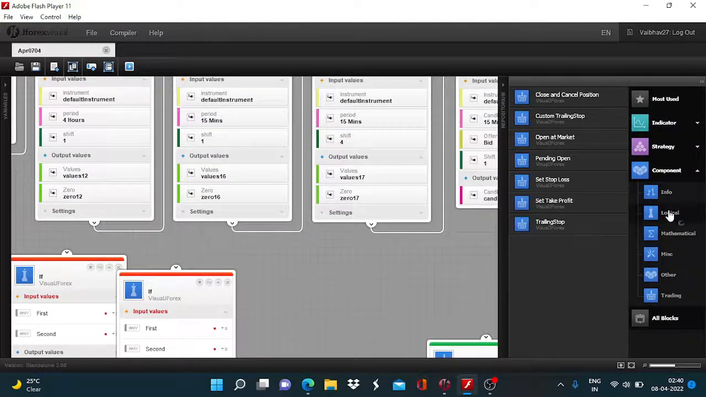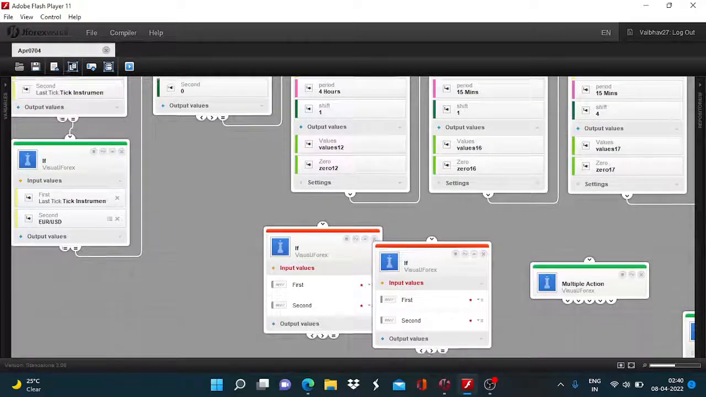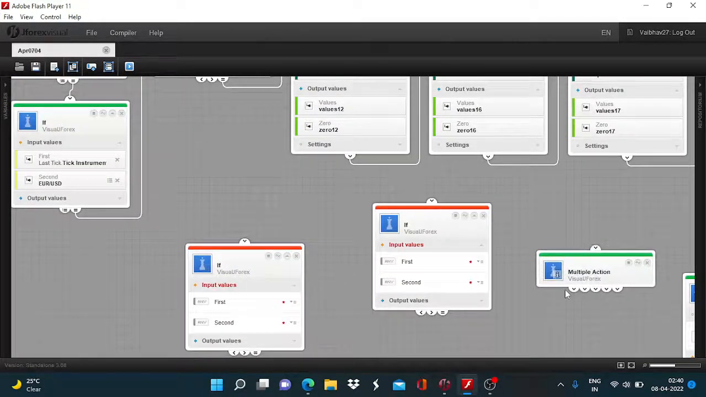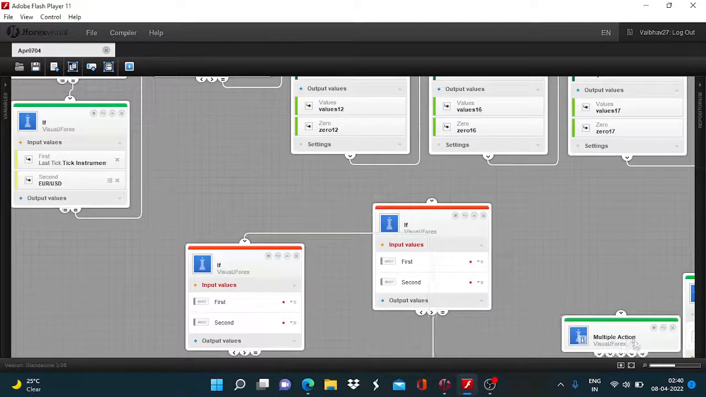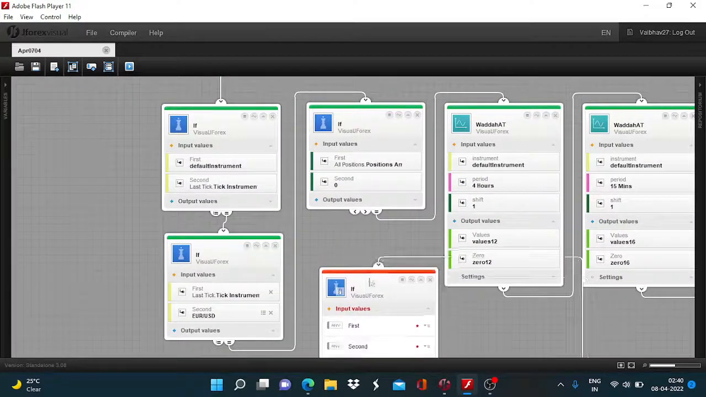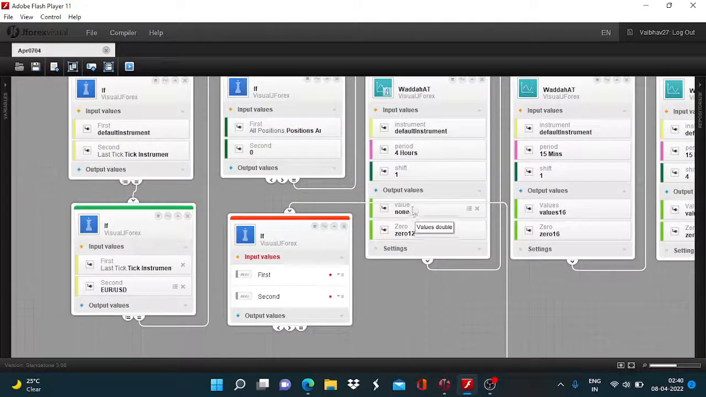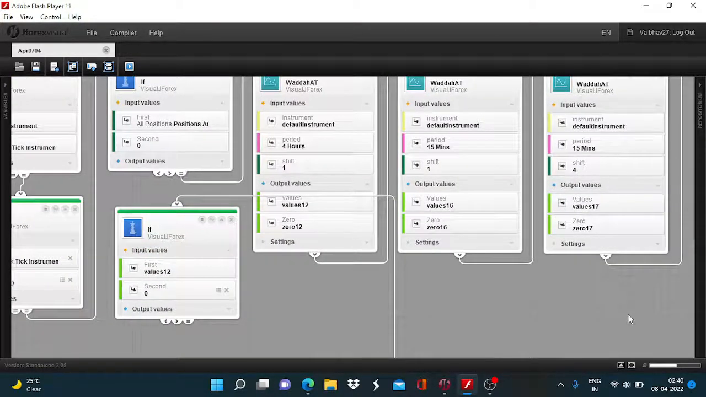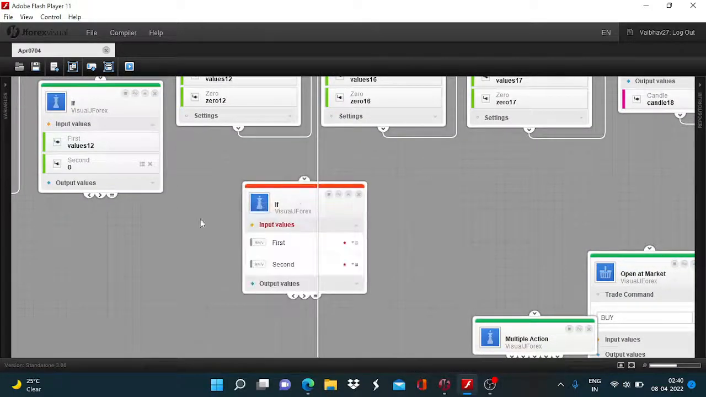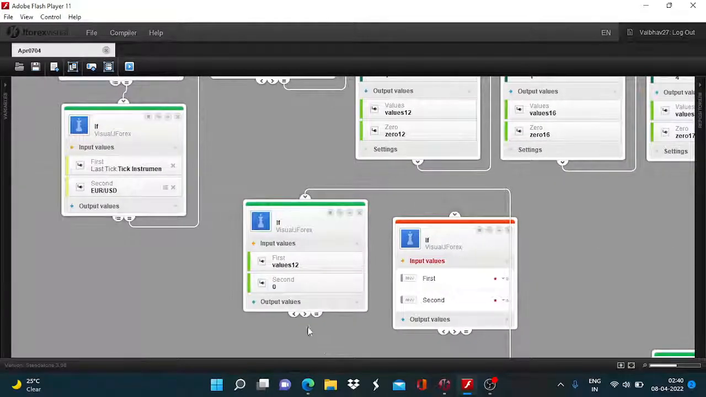here on the board. For the logical formation, we are going to need multiple actions, which we will join after adding a couple of calculation expression blocks. First things first, we want to ensure that the momentum is bullish on the 4-hourly time frame. So this output value, the value 12, needs to be above 0. So in this case, the first input will have to be greater than the second input.